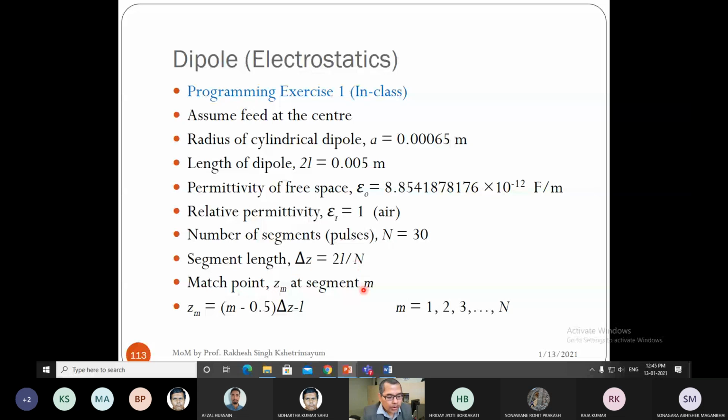What is the match point? Location of the match point, you have already done that, similar to what we have done now. So it is M minus 0.5 delta Z minus L. The total length of the dipole now is 2L, that's why we have minus L here. Previously the total length of the dipole was L, that's why we had minus L by 2 here.